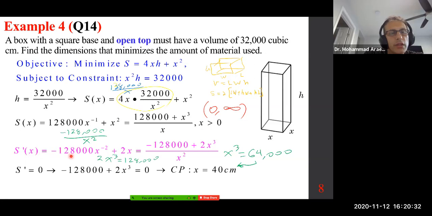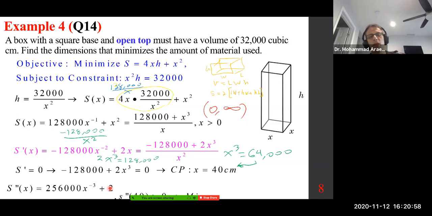Minus 128,000 times -2 gives you positive 256,000 over x cubed, and this gives you 2. Now, I hope you see that this means divided by x cubed. If I put 40, then 256,000 is positive, 40 cubed is positive, this is positive, plus 2 is positive. Positive means minimum. Why? Again, I want to quickly show you.